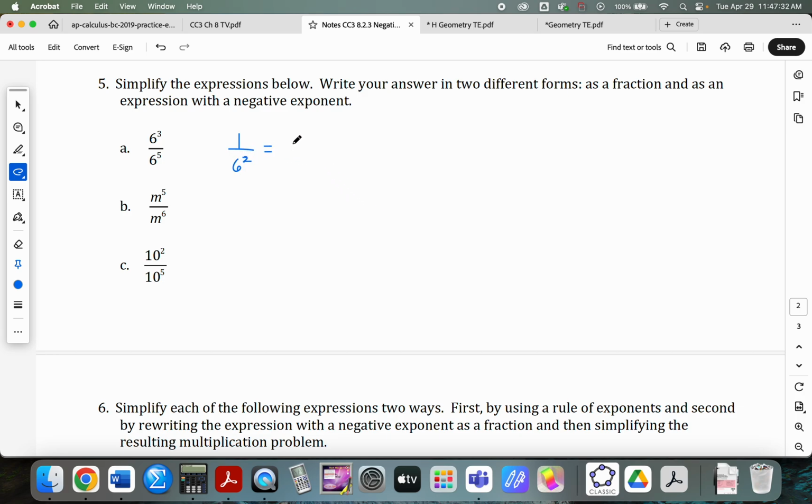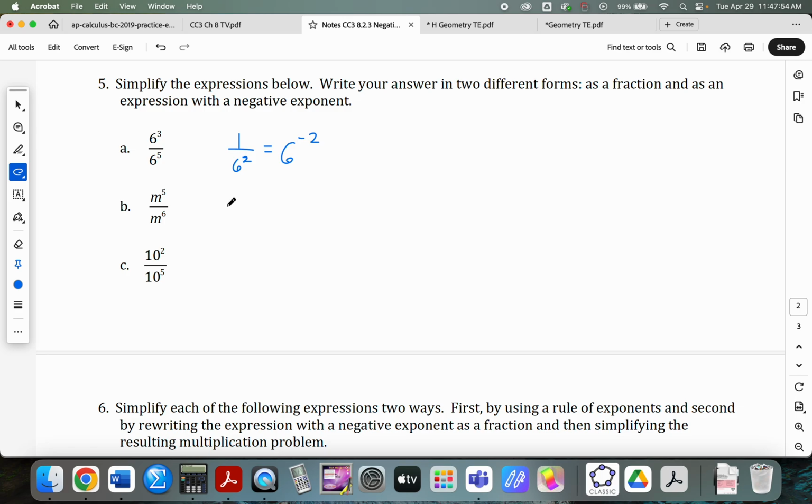With a negative exponent, it would be 6 to the negative 2 power. Could you say 6 negative squared? No. It's one of those vagaries of English. You just don't say it that way.